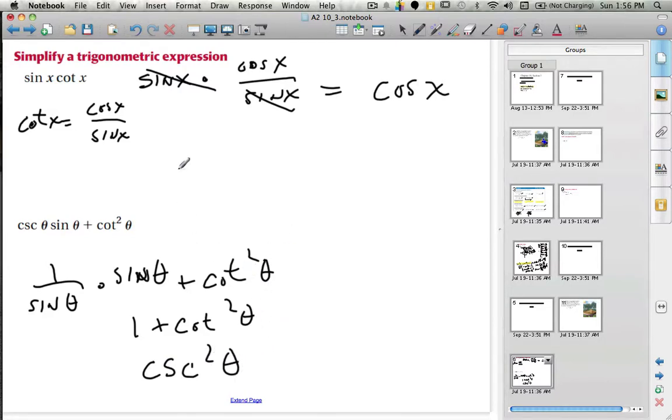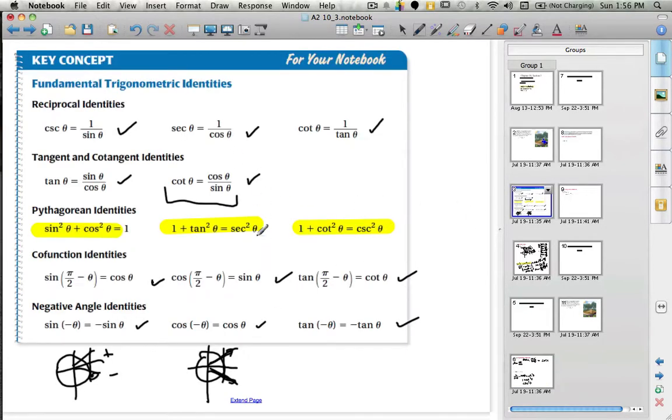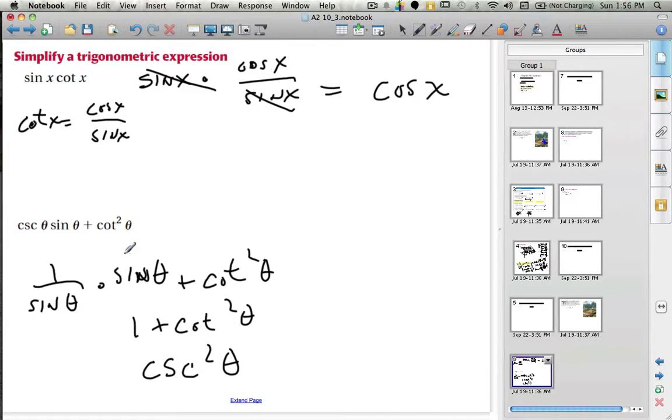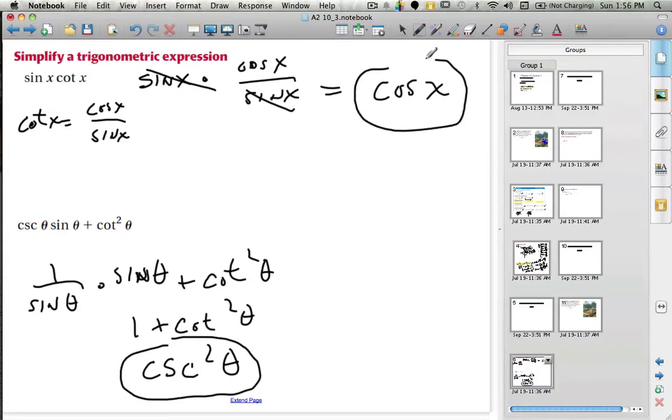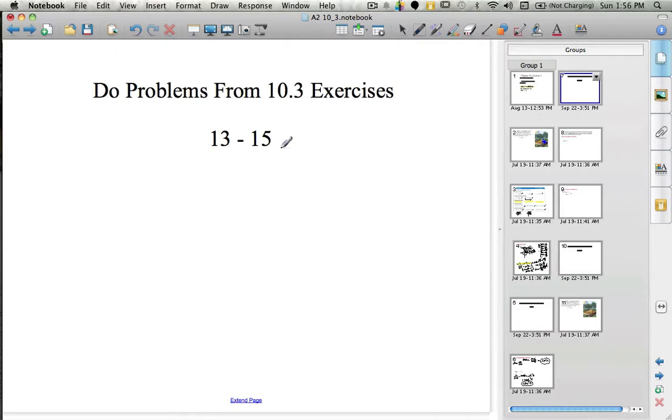So what we're generally talking about doing with simplifying these guys is using these identities to rewrite and simplify so that we can get our expression to be as simple as possible. Okay, so go ahead and try that again. Do problems 13 through 15, and then come on back.